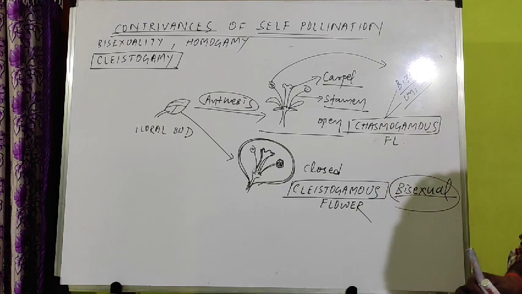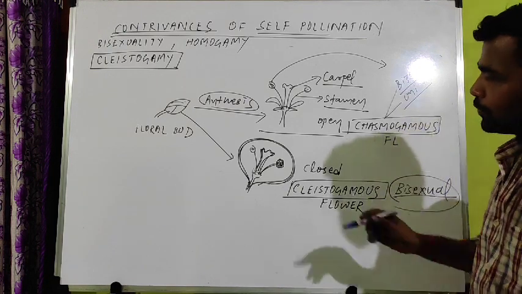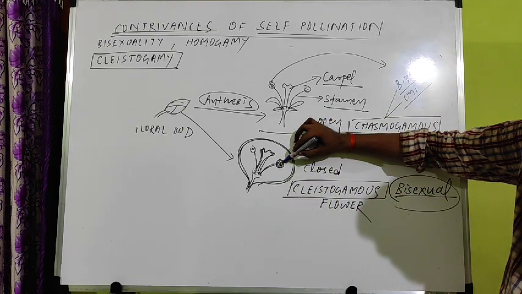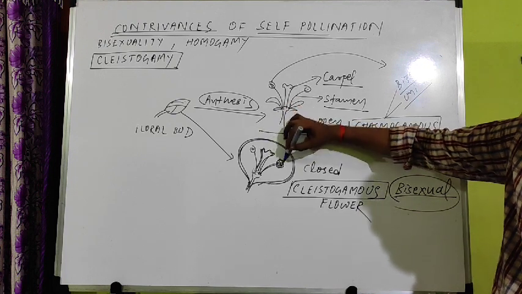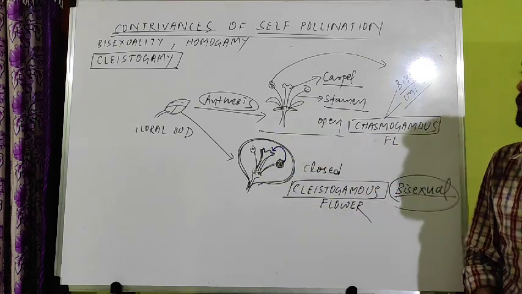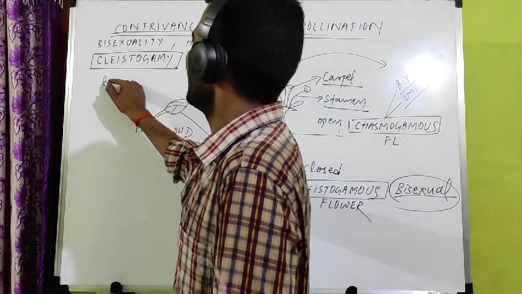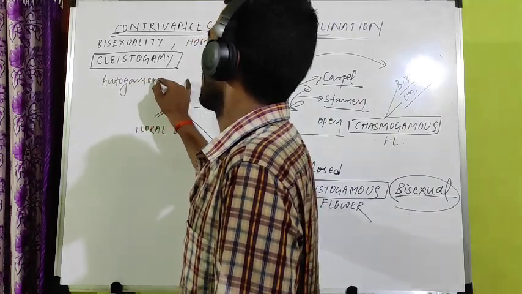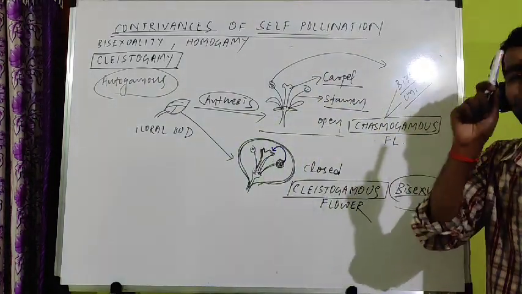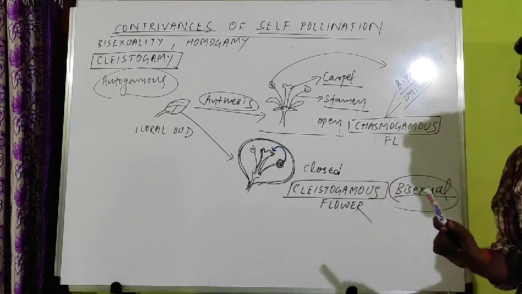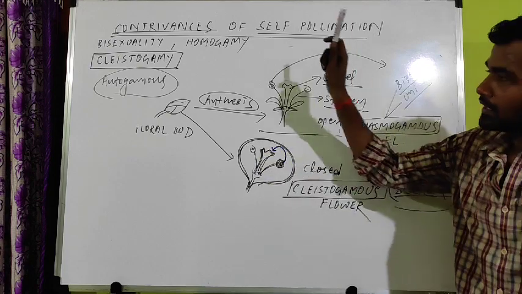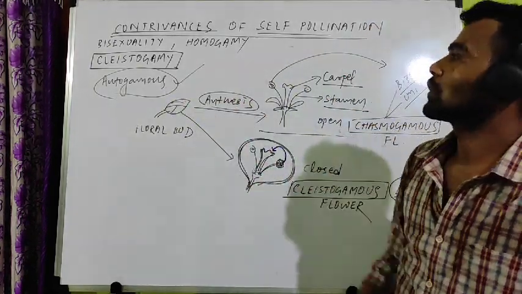Now tell me, in a cleistogamous flower, which pollination will take place? Self-pollination or cross-pollination? If self-pollination, then which type, autogamy or geitonogamy? As it is a bisexual flower, pollen grain produced from this flower cannot come out because it is closed. So pollen grain from this stamen can reach the stigma of the same flower only. So cleistogamous flowers are invariably autogamous. There is no chance of other pollination. Autogamy means transfer of pollen grain from anther to stigma of the same flower.